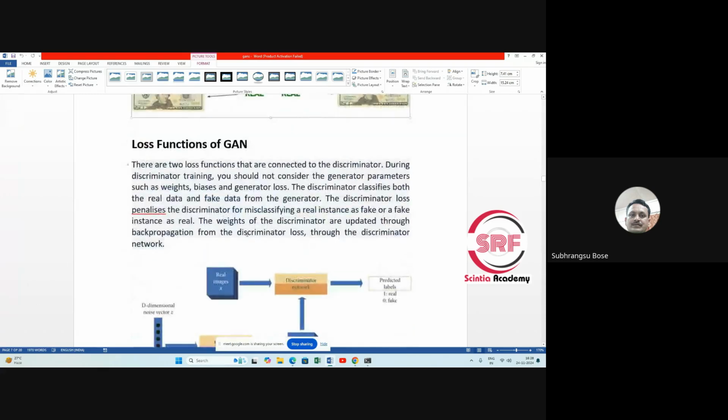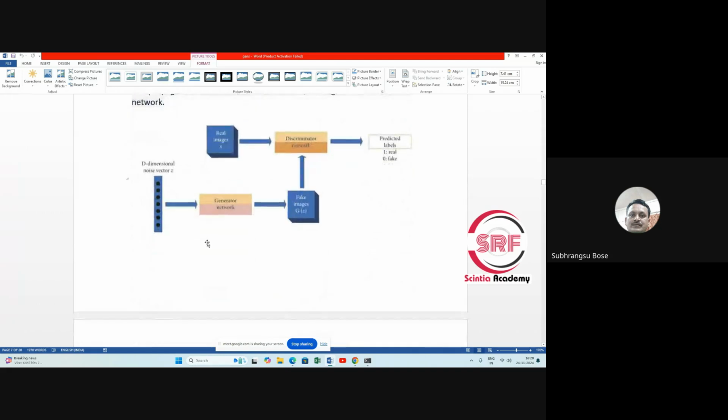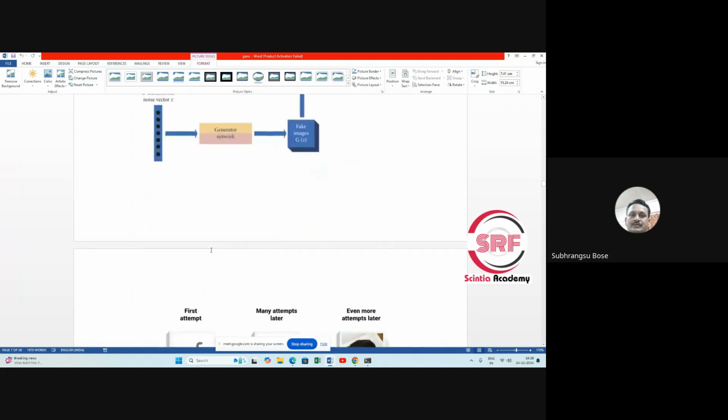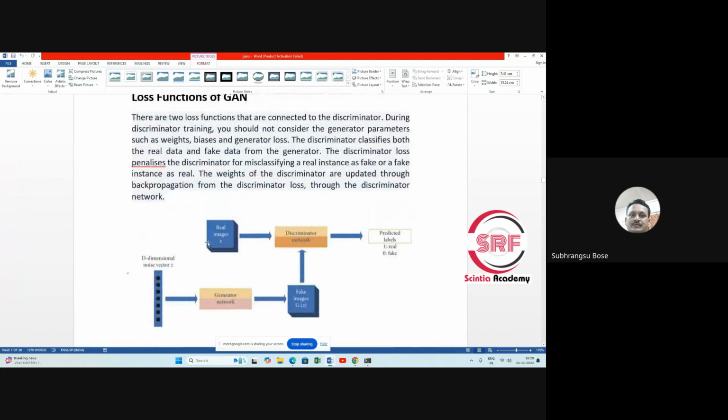Then we want to know, we should know about the loss function. What is the loss function? How is it calculated? There are two loss functions that are connected to the discriminator. During discriminator training, how can we train the discriminator? Through the real picture.